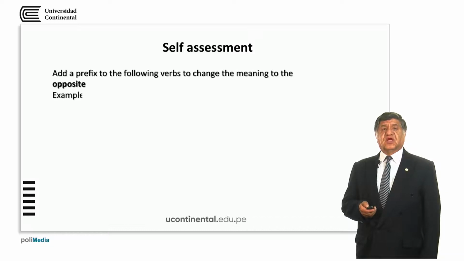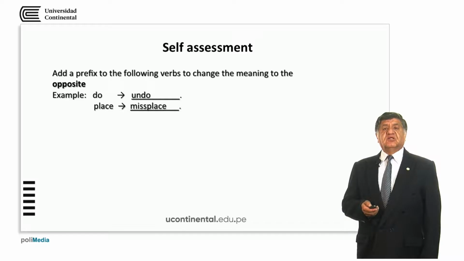Please read carefully and answer. For example, we have the root do, and we have to change the meaning to the opposite. Do means construct, resolve, something similar to make, and the opposite is just undo. Do you remember? Un is the negation, the particle that gives a negative sense to the root. Place is the root, and to change the meaning, just mis. That mis is also something that negates the root.